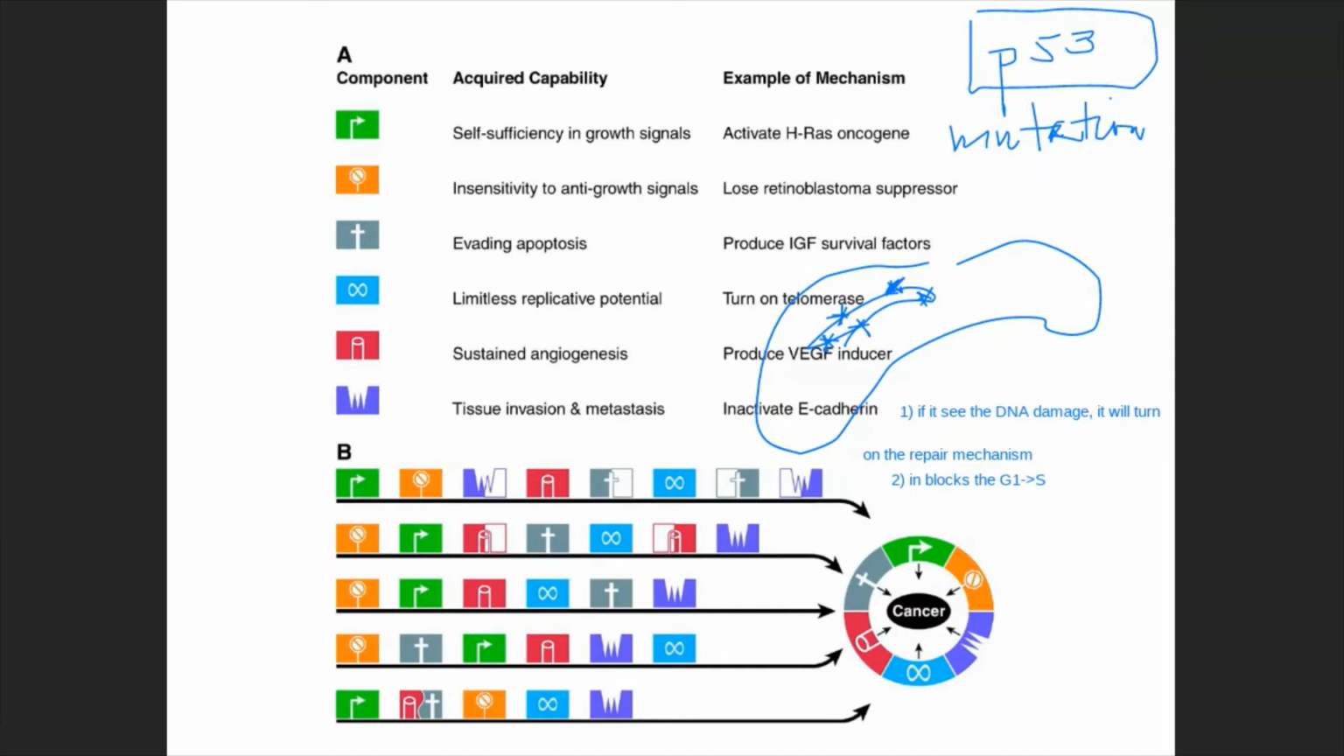So P53 triggers apoptosis. Right, so let me write this down, particularly if there is too much DNA damage. Okay.